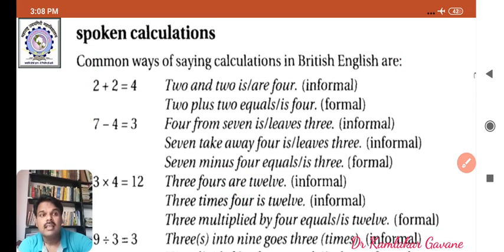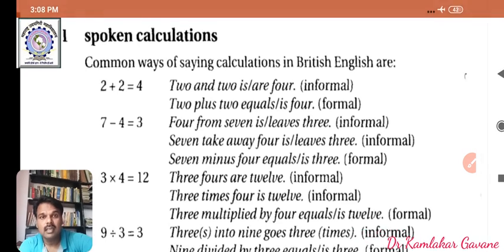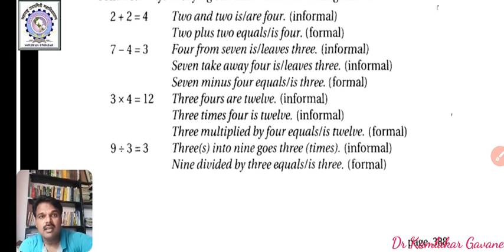Okay? And the last one here, division. 3 into 9 goes 3, or 3's into 9 goes 3 times. And in formal way, the same division can be spoken as 9 divided by 3 equals 3, or you can say 9 divided by 3 is 3.